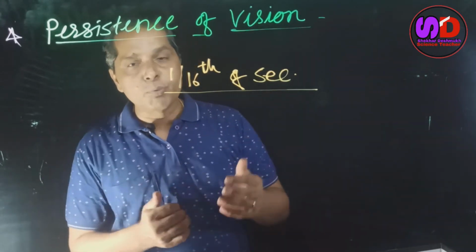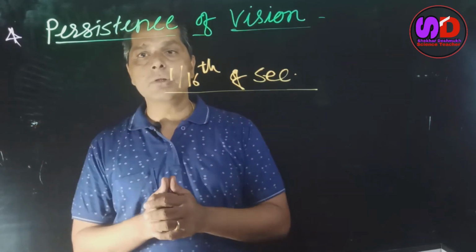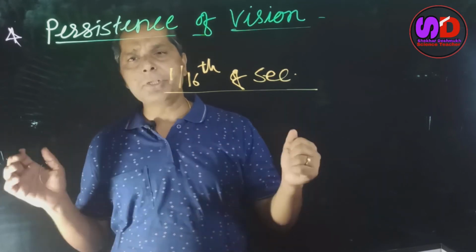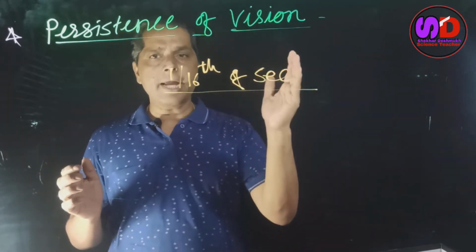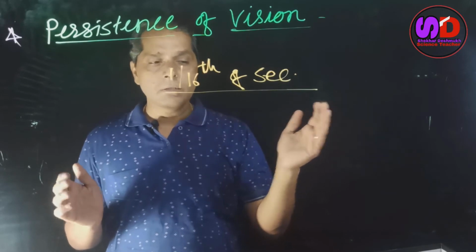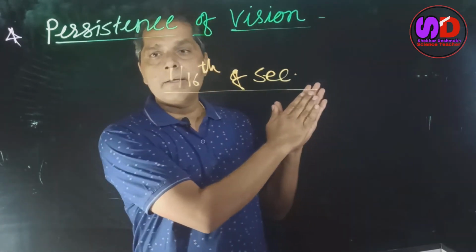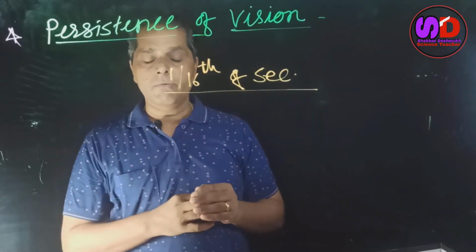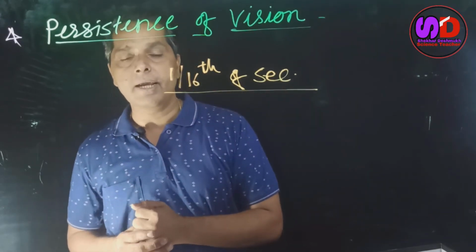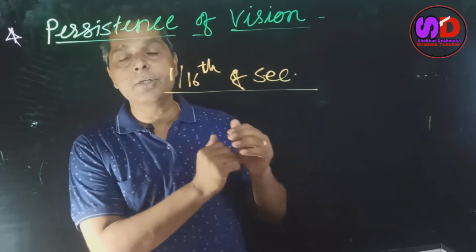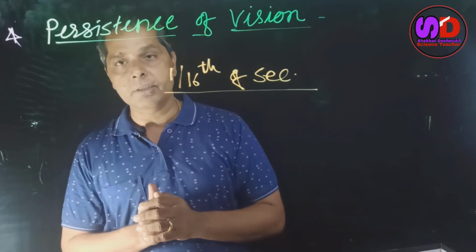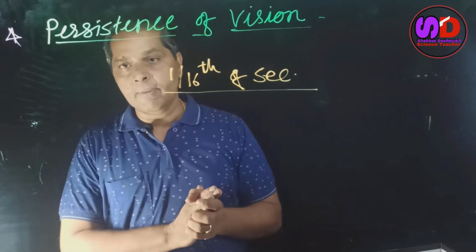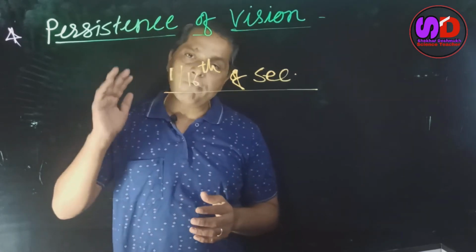So in movies, the same technique is used. They take many pictures having slight differences, and they run all the pictures in front of your eye within 1/16th of a second, and due to that we can see the continuity in those pictures. Our brain cannot separate these pictures. So this is nothing but persistence of vision.